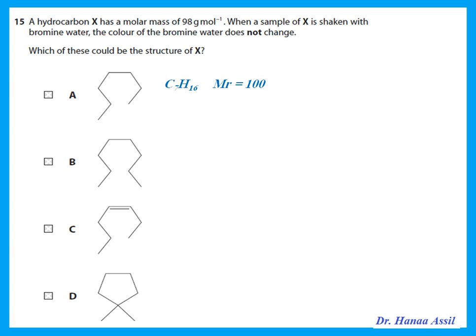If we count the molar mass of this, it's actually more than 98. This one is more than 98. This one is 98. But then he said when it is shaken with bromine water, there is no change. This tells you that there is no double bond between the carbons, so it cannot be C. Now, if we look at D, the Mr is correct and there is no double bond, so that is our answer.